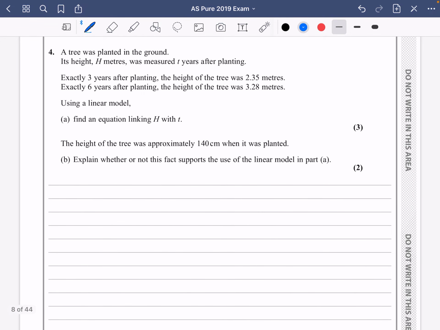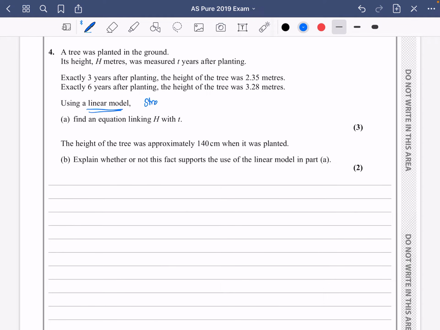Okay, let's continue now to question 4. I wonder if many of you spotted what this question was about when you first saw this. It says that a tree was planted in the ground. Its height, h meters, was measured t years after planting. 3 years after planting, the height of the tree was 2.35 meters, and 6 years after planting, it was 3.28 meters. And it says using a linear model.